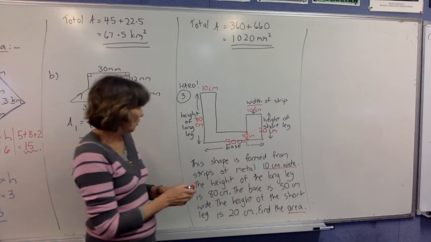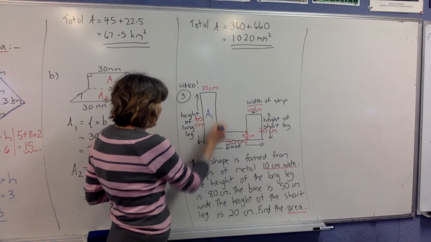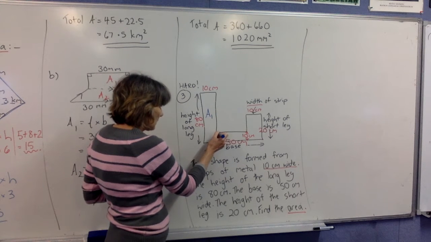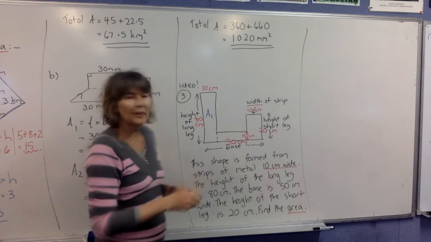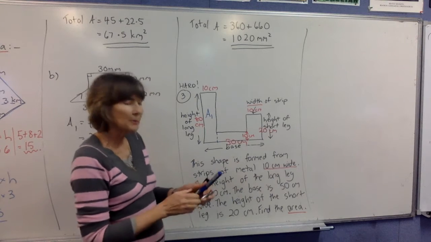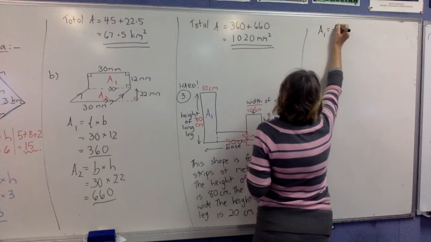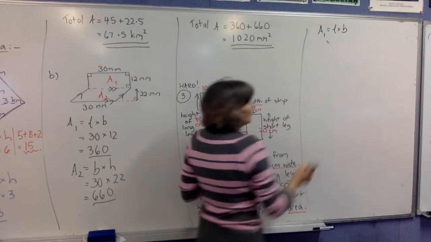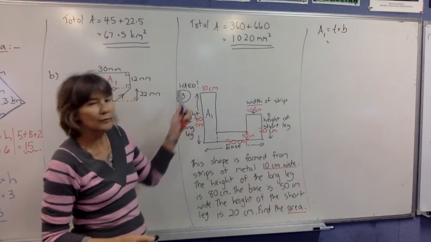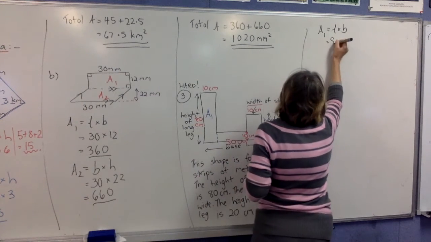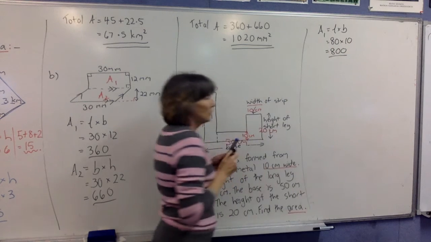So I'll use a blue pen now. I'm going to call this one here area 1. I'm just going to split it down here. So I'm looking at that rectangle. So even if you can't do a question like this, you might be able to do bits of it. So area 1 we know is a rectangle and it's length times breadth. So we have 80 for our length and 10 for our breadth. So it's 80 times 10 and your calculator will give you 800.